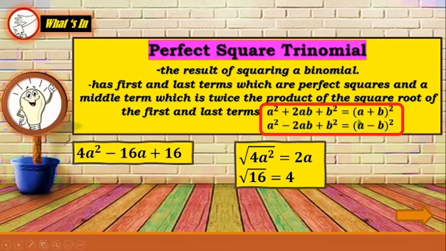Now this time, following the pattern, we get our square root of the first term and then the square root of our second term, and then we express them as a subtraction according to the pattern.